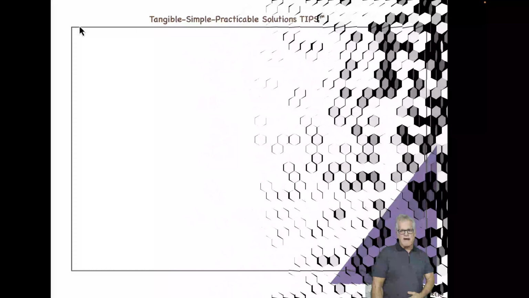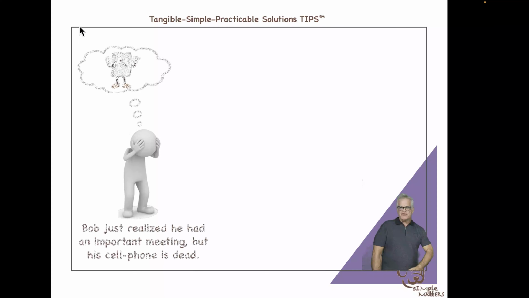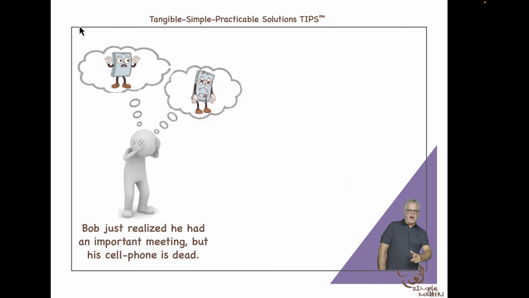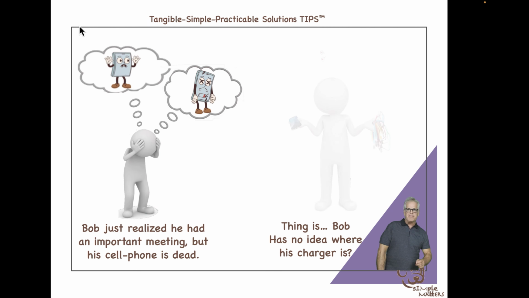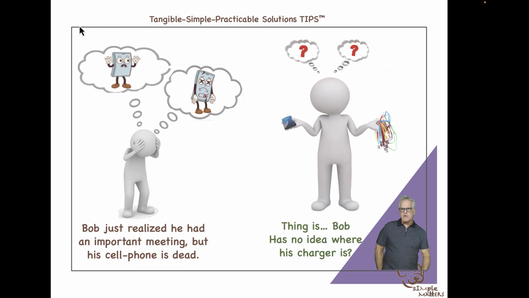So this is a story about Bob. Bob is typically on top of things, but this time, Bob got caught off guard. You see, Bob just realized he had an important meeting, but his cell phone is dead. Well, that's not the worst of it. Bob has a whole box of cables and chargers, but none of them seem to be right for his device. The thing is, Bob has no idea where his charger is either.